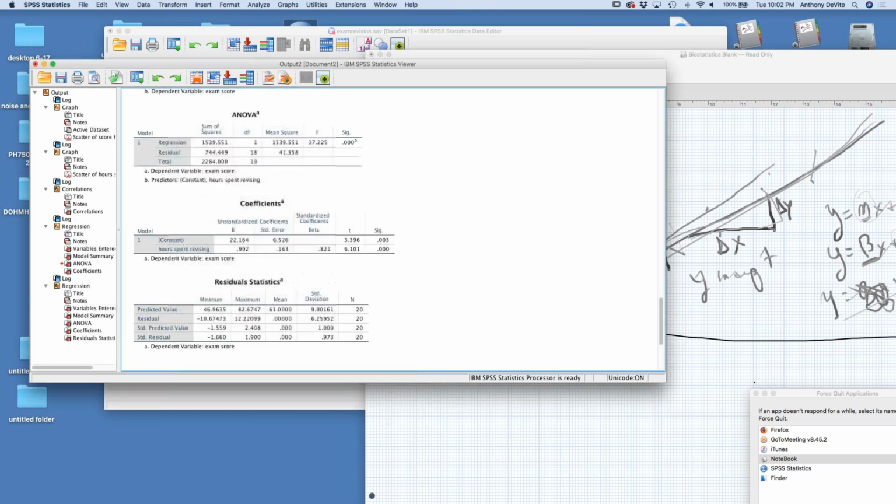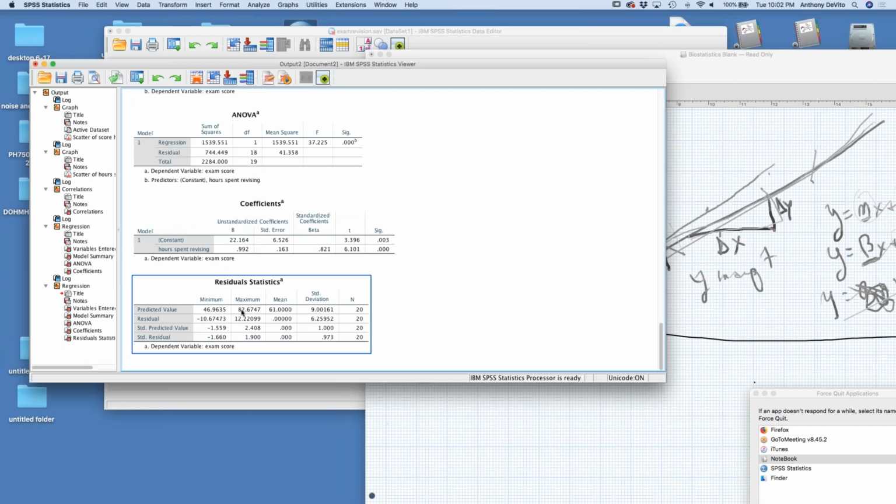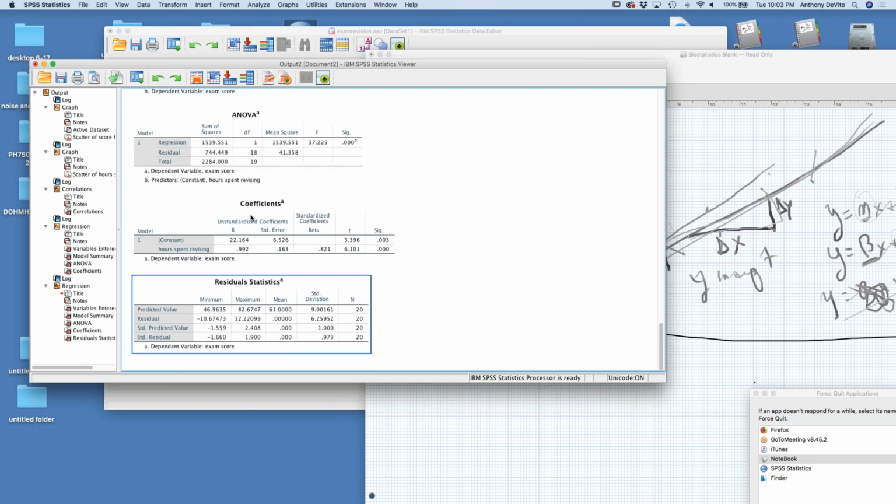Now SPSS does our calculation again, and we got basically the same thing we got before. We got an extra box down here. Residual statistics: predicted values, residual values, minimum, the average predicted value, in other words, the average exam score. The average residual value is 0, and that's half above, half below, and so on, the standard deviation. Well, what are those numbers? What are we talking about there?